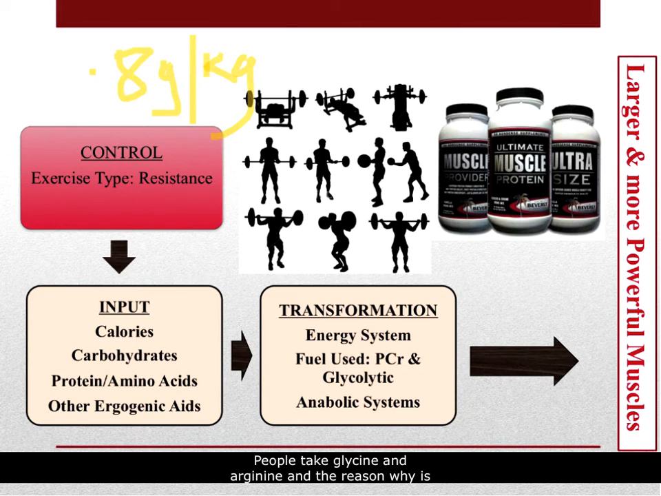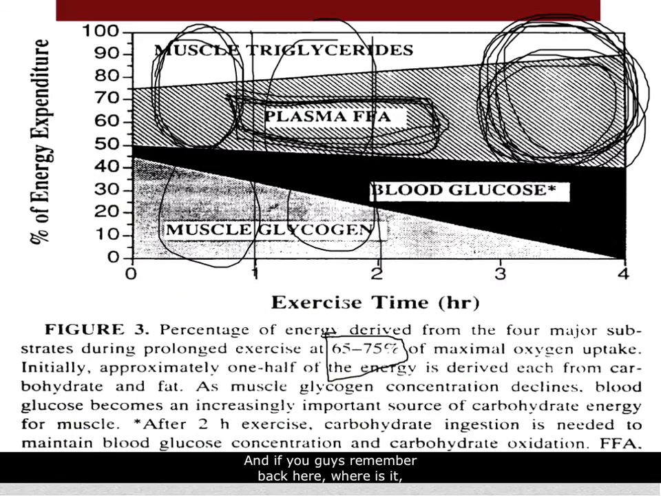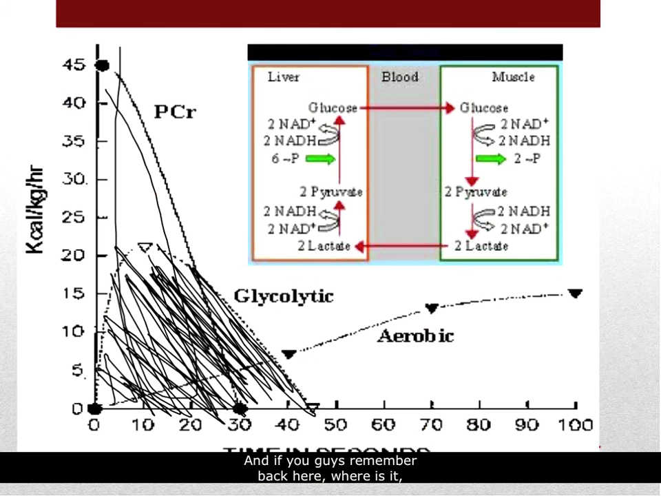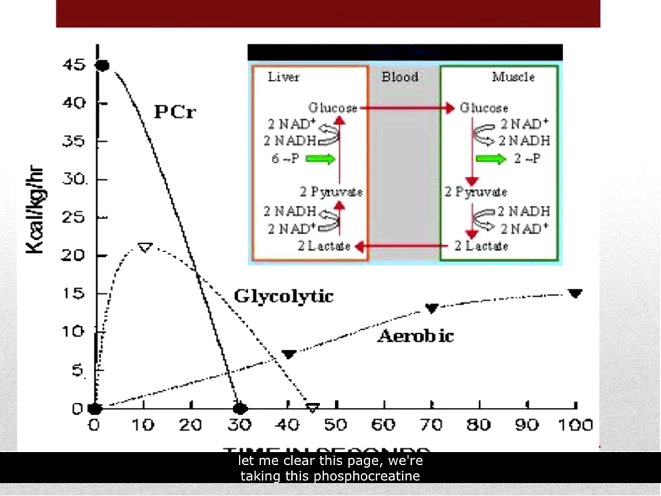People take glycine and arginine, and the reason why is because glycine and arginine are 2 amino acids that are the precursors to creatine. And if you remember back, the PCR system, we haven't really talked about this yet. In the first 30 seconds of exercise, we're taking this phosphocreatine, and just like ATP, where that phosphate's broken off and we have to remake it, creatine phosphate is the same thing. The phosphate pops off and we use the little energy that comes from that bond for our muscles to contract. That's what happens in the first 30 seconds of exercise, we're using a ton of phosphocreatine, which is why people supplement it.